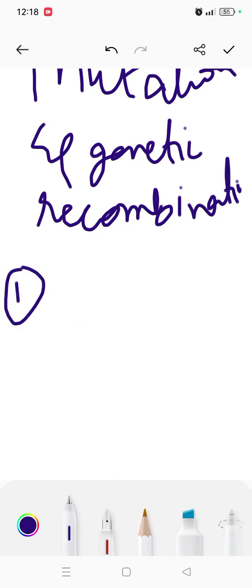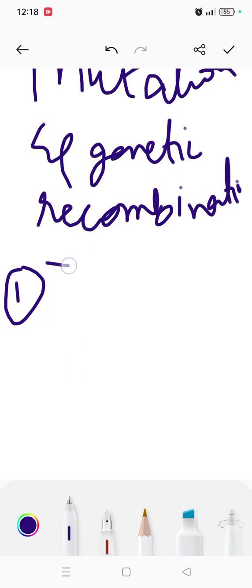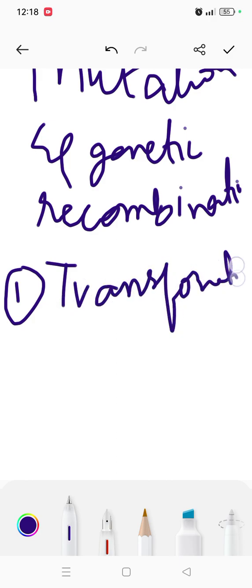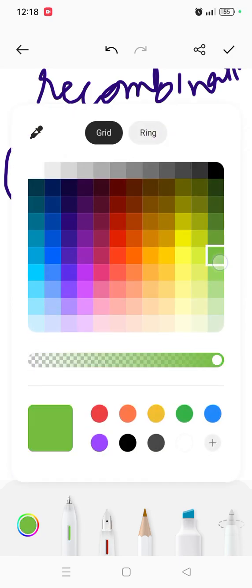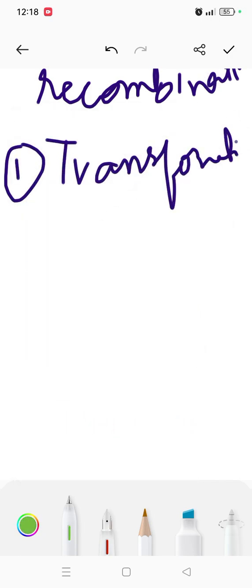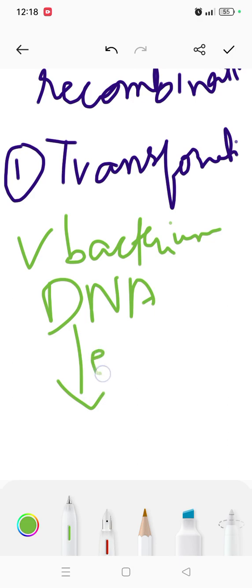Let me write it first. The second step is named transformation. I also have a picture which I will show you later on, but first you need to understand this topic. So in transformation, simply a bacterium takes up DNA, and this DNA would be taken from where? From our environment.